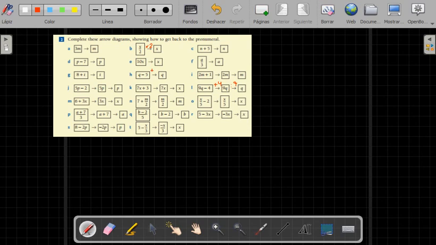We're going to add 5. Alright, one more here. Let's try to do the r. Here we have in the first step 5 minus 3x, and in the second step we have minus 3x.